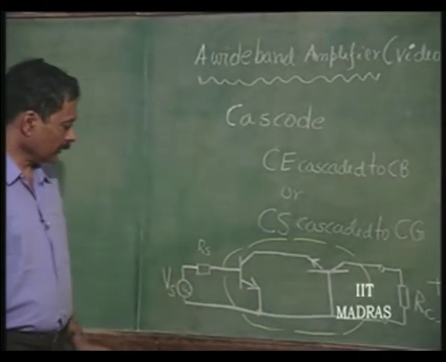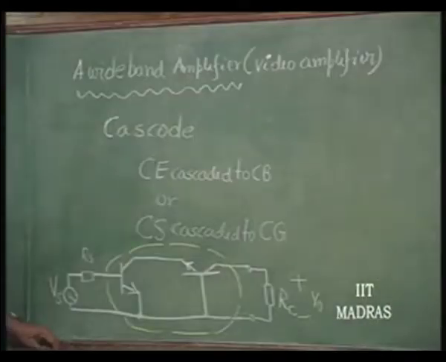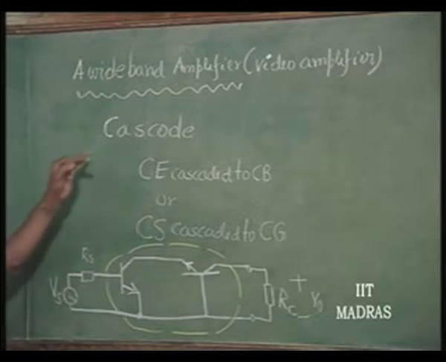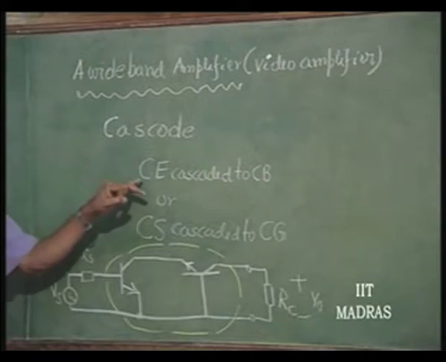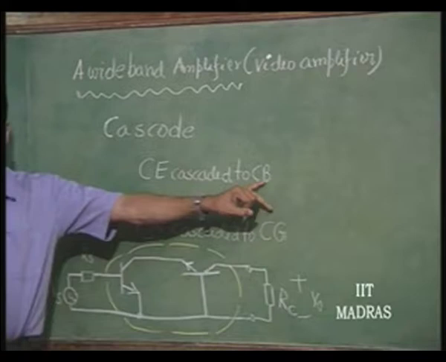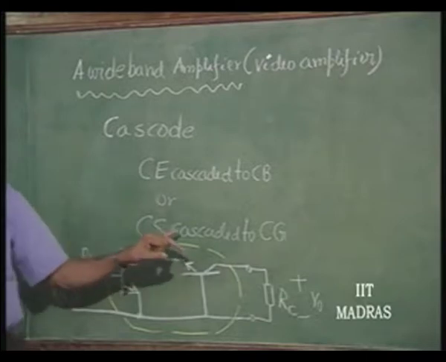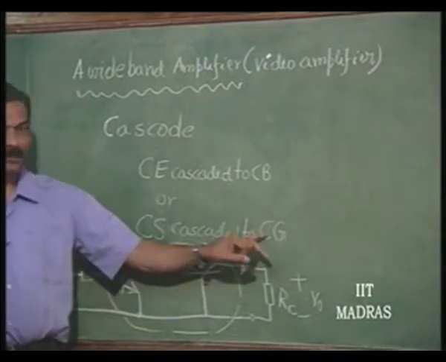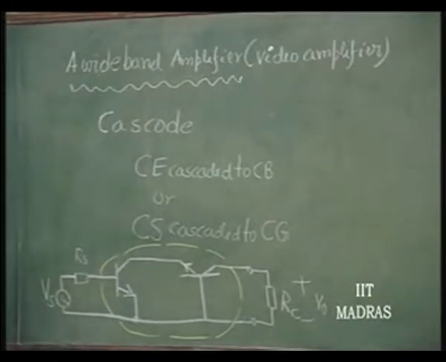So, in the last class we started discussing a wideband amplifier, which is a cascade structure. A cascade you get when you cascade a common emitter amplifier to a common base amplifier, or common source in the FET case to common gate. What is the virtue of this? How did we get the widebanding?